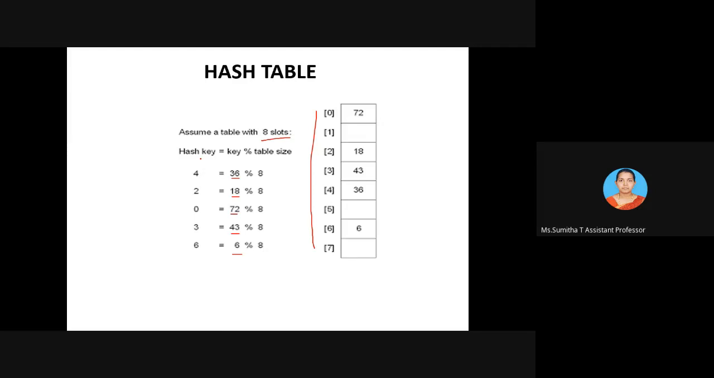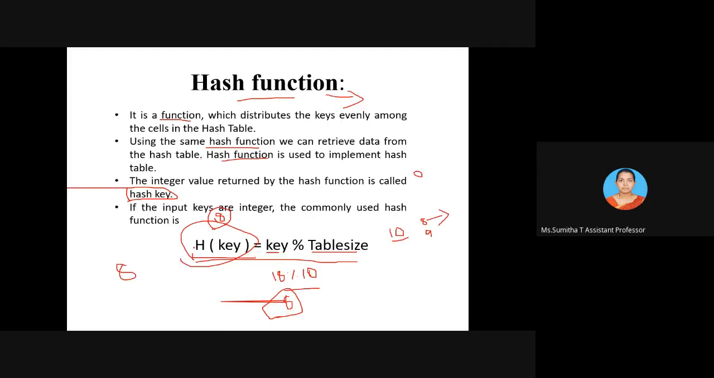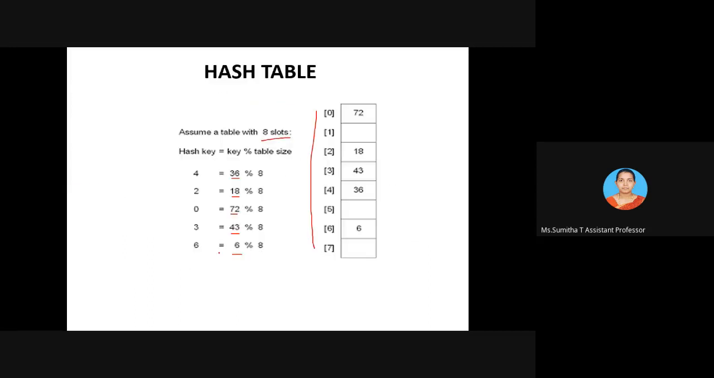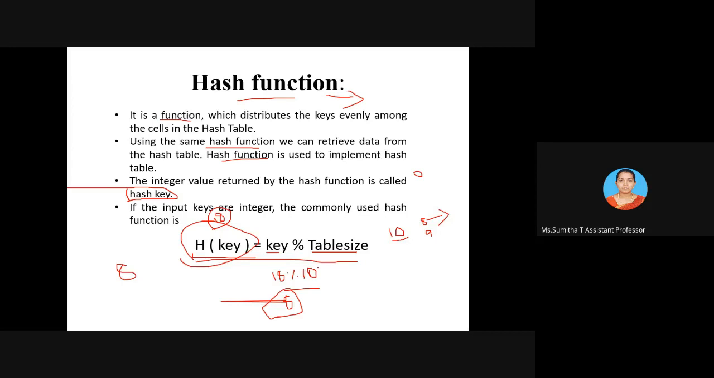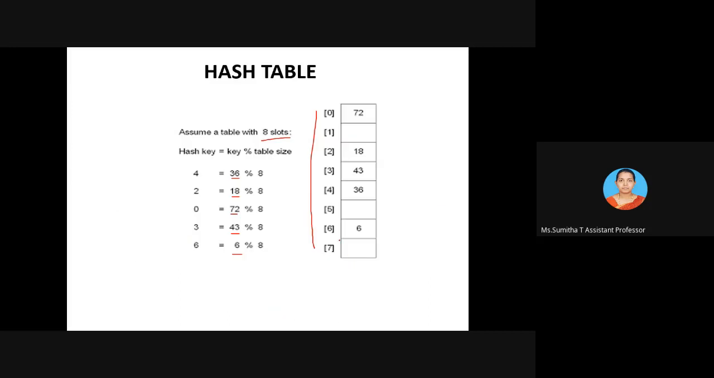How can we find it? The formula for finding the hash key is h of key equal to key mod table size. This is the formula for finding the hash key. Now I'm going to find it for 36. Key mod table size: key is 36 and table size is 8. So what is the answer? 36 mod 8.